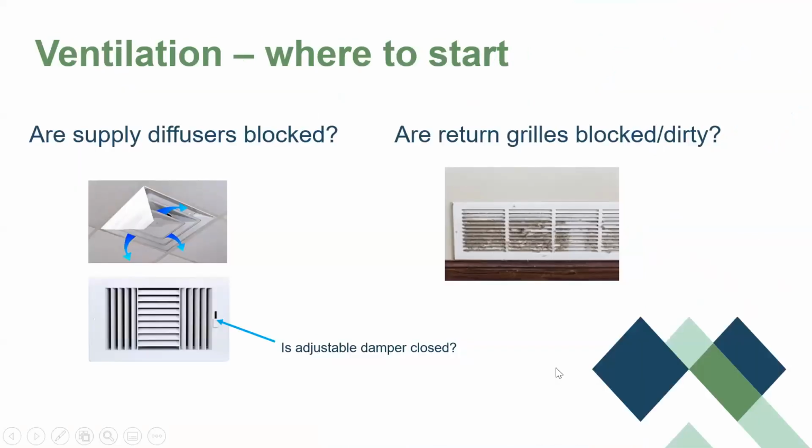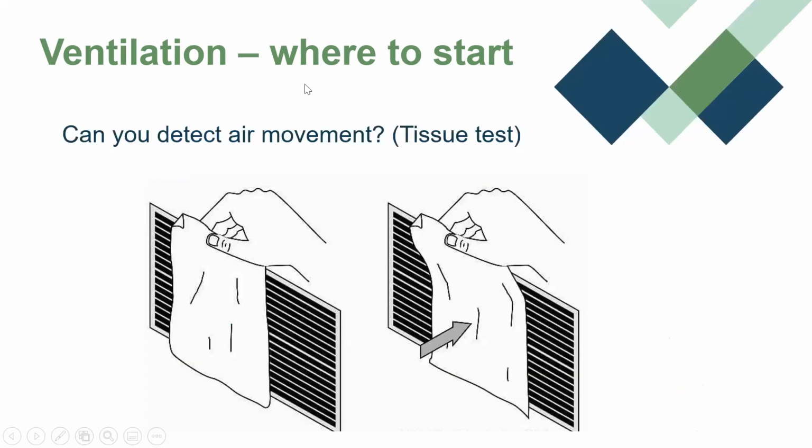Next slide, please. So where do you want to start? Are your supply diffusers blocked? You can check this through the adjustable damper. And then, are your return air grills dirty? Next slide, please. You can test this by the air movement. Usually the supply is going to be pushing the air out, but if it's a return, it's going to be sucking it in. Next slide, please.